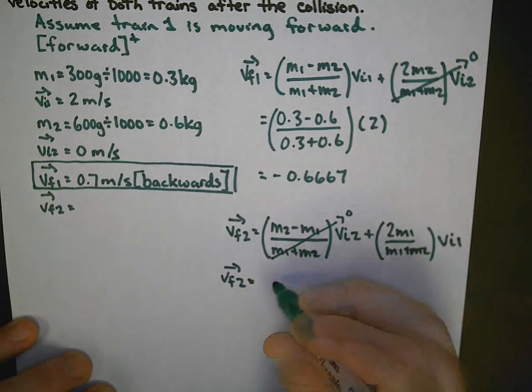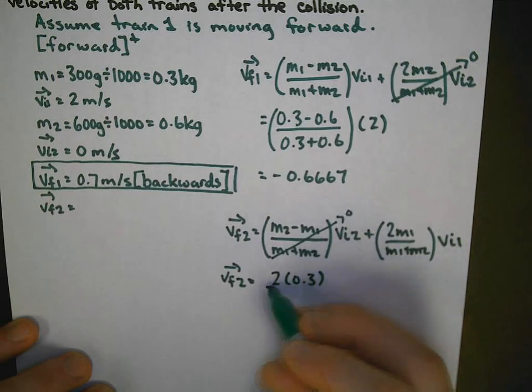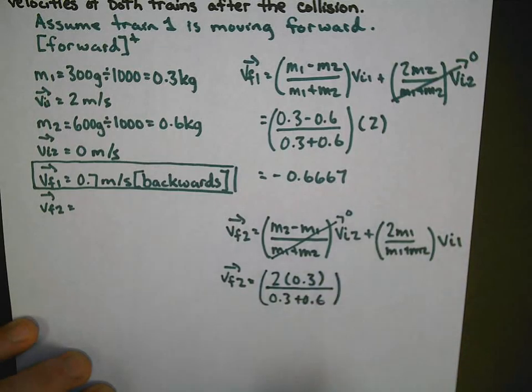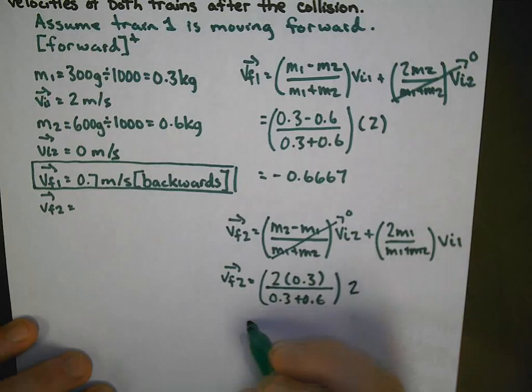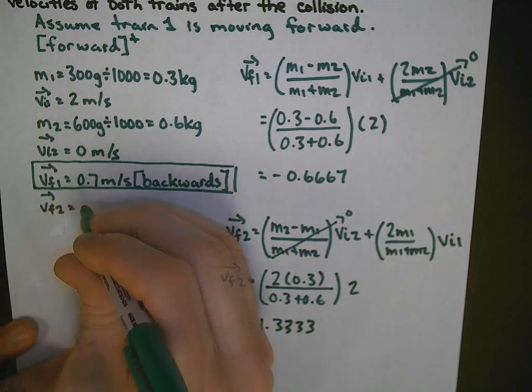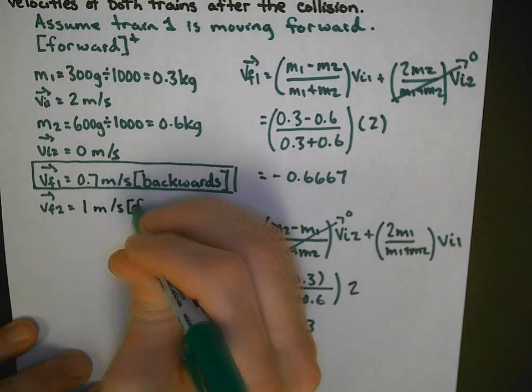So that will be 2 multiplied by 0.3 all over 0.3 plus 0.6. And we'll take that answer, multiply it by 2, 1.3333. One significant digit, so the second train, a 600-gram train, after the collision, will be moving 1 meter per second forward.